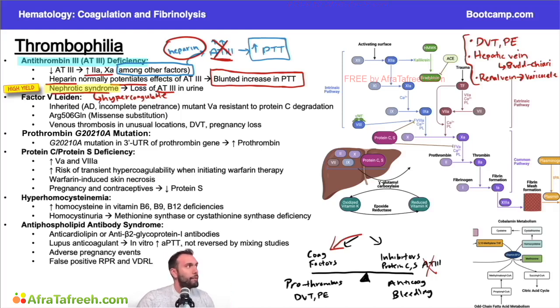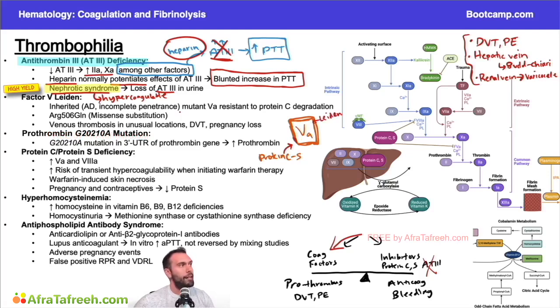Let's talk about factor V Leiden. I always think of this as a factor 5A that has armor on it. This factor 5A is surrounded by really strong armor that prevents its breakdown. Because remember, protein C and S are going to form a complex that eventually targets factor 5A and factor 8A for destruction. Protein C and S will try to target this 5A for destruction, but when it has the armor, it can't do that. This armor is the way I remember factor V Leiden. This is protecting it.